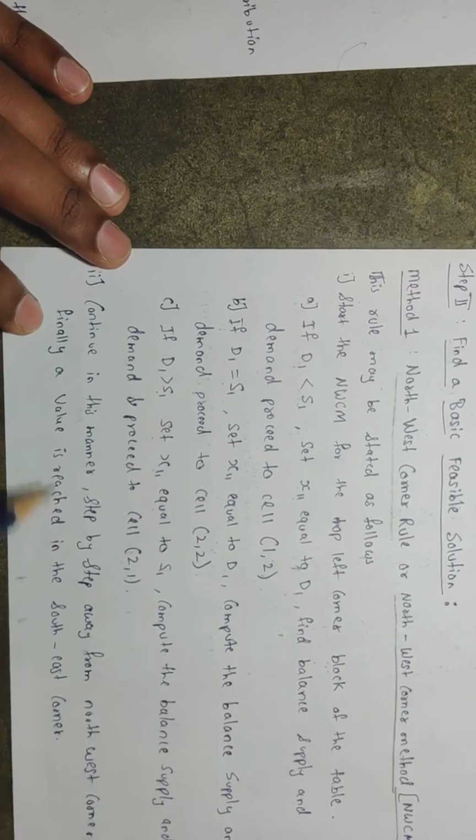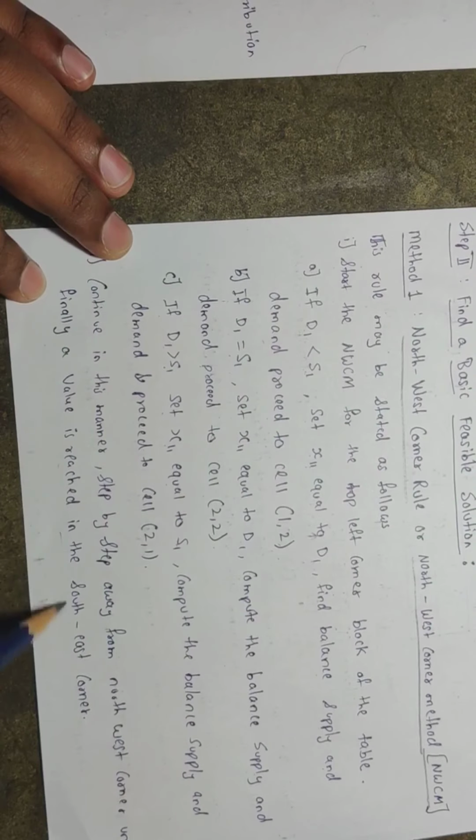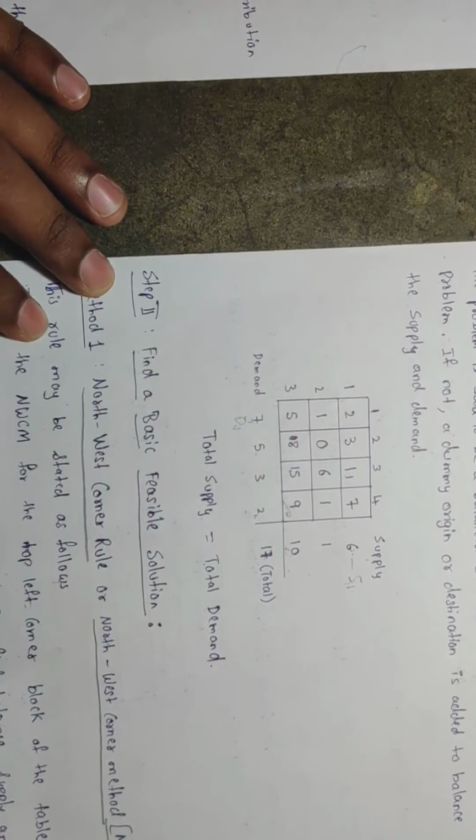Okay, and you have to continue this step by step procedure of the northwest corner rule until the final value is reached in the southeast corner. So you have to start from the northwest and reach the southeast corner. Okay, so let us start.